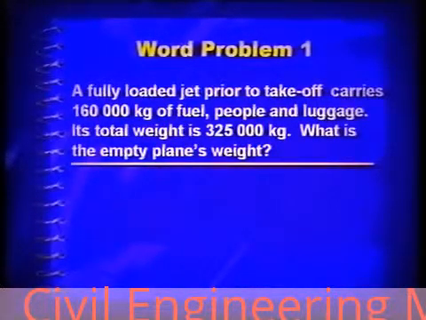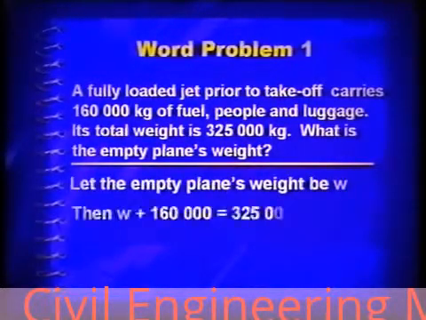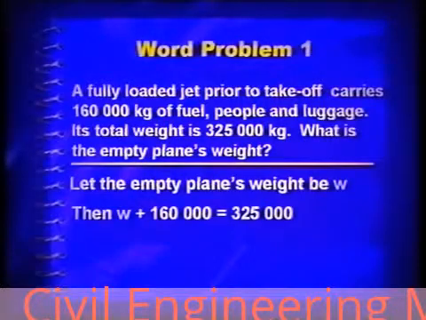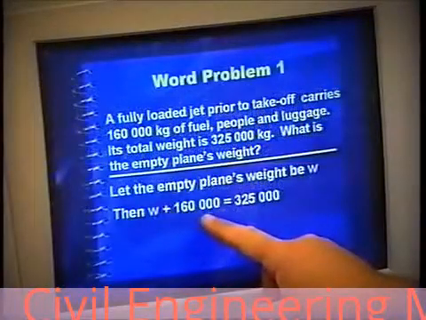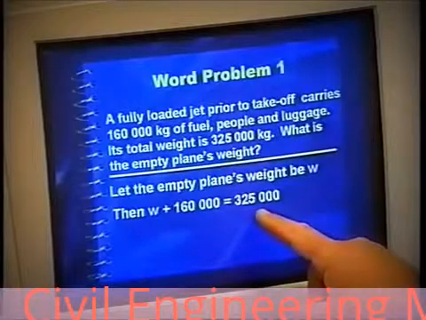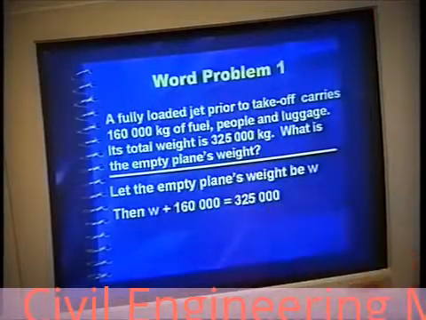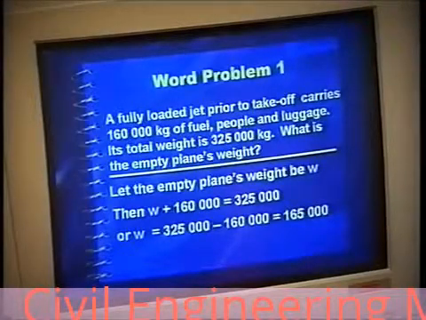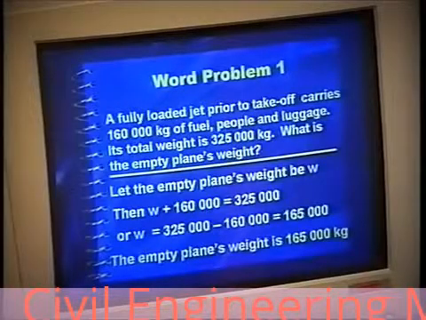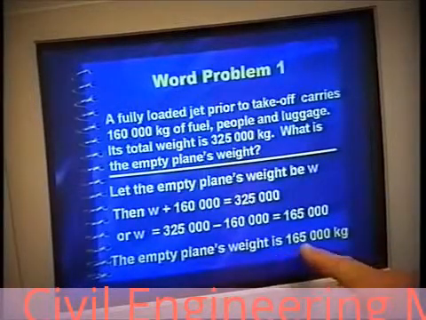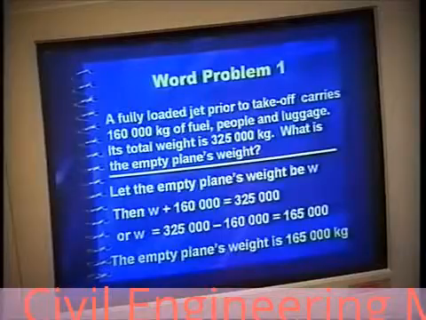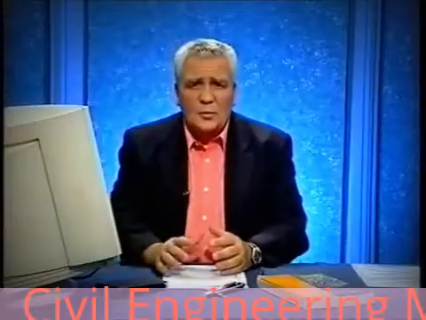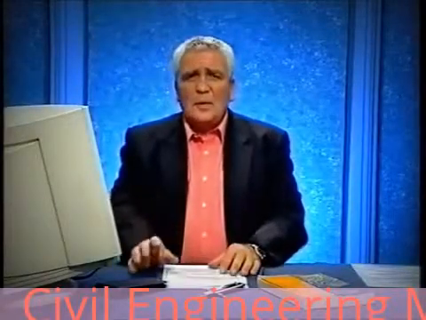Well, we let the empty plane's weight be W, a logical letter, as I've said before. Then we know that W plus the 660,000 must be equal to 325,000. Here I've got my equation. Then I solve that by transposition to get W equal 165,000, and then finally I put it in the correct units. The weight of the empty plane is 165,000 kilograms. That's a very straightforward problem, although you have to do a bit of thinking about it.